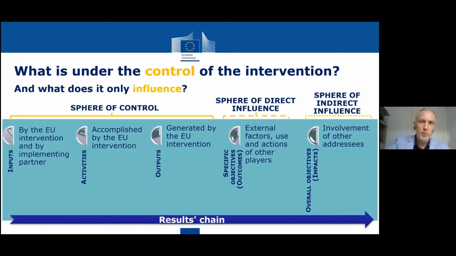So that's question number 1. And you see that if you want to distinguish between output, outcome, and impact, you just have to ask, do we control it? Do we directly influence or indirectly influence?